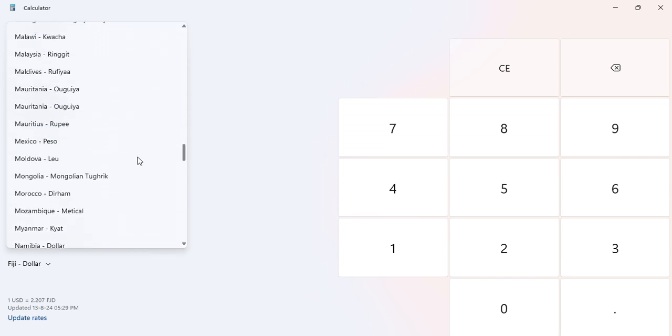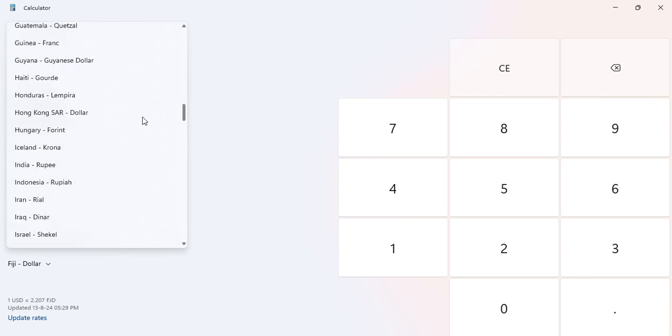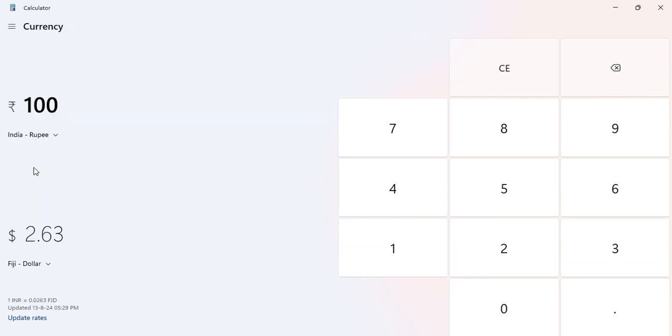Just check for India. Yeah, here, Indian rupee. So 100 Indian rupees are equal to 2.63 Fiji dollars. And we can also do it like this, 1 Fiji dollar is equal to 38.03 Indian rupees. So like that, we can convert currency from any country's currency to any other country's currency.